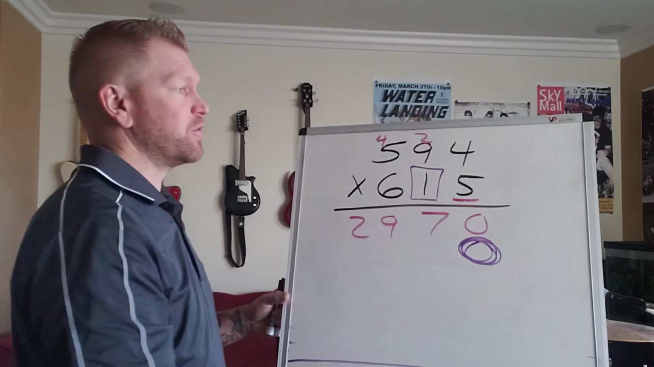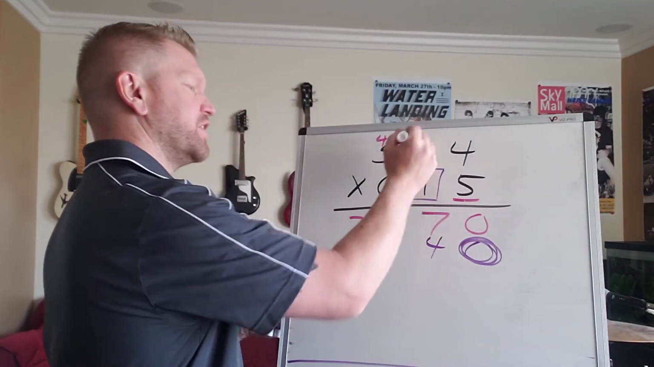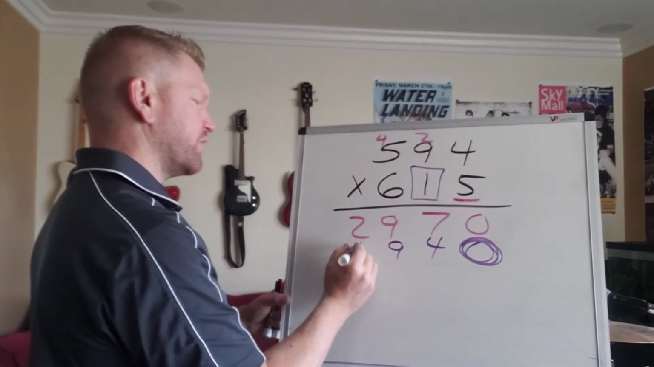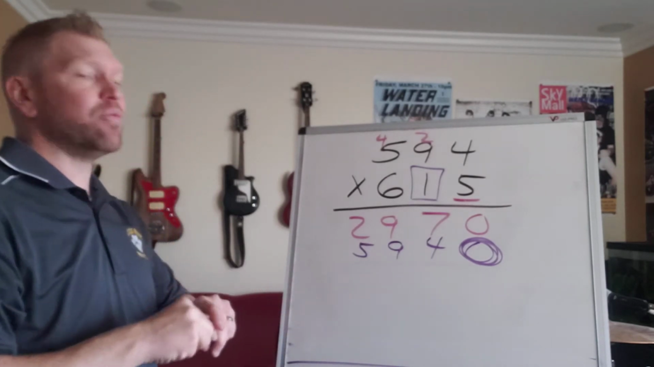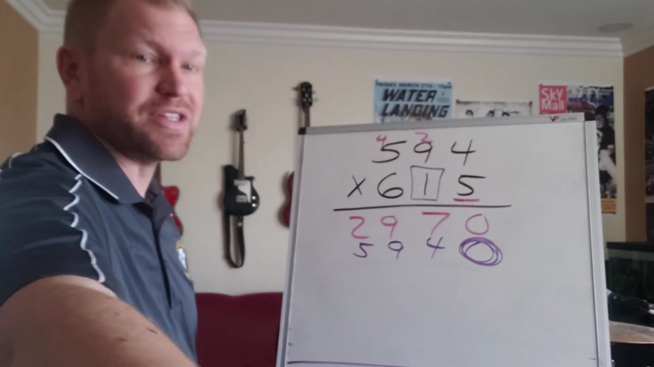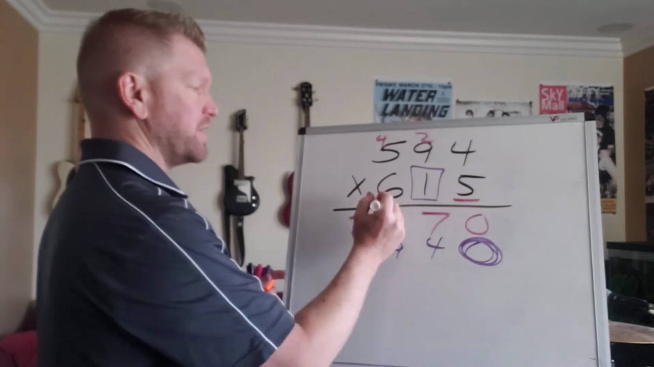Now we get to multiply by the 1. So 1 times 4, 4. 1 times 9 is 9. 1 times 5 is 5. All right, now we've got one more digit. We've got the hundreds place there. All right, so now I'm going to have to multiply by the 6.